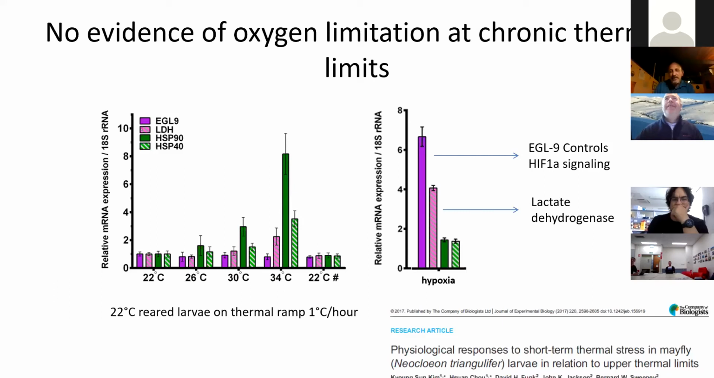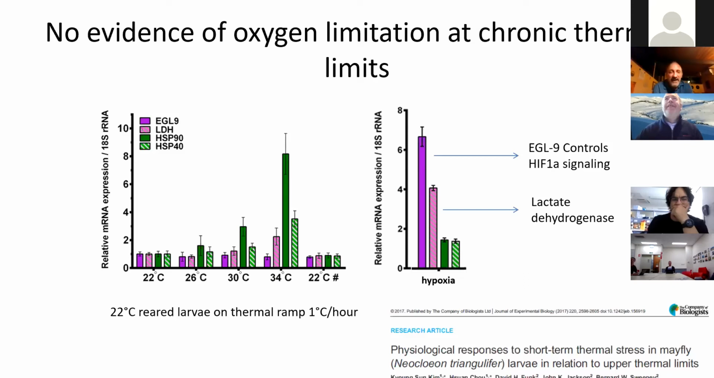Now, if we look at expression in animals, we're putting them on a thermal ramp again. This isn't a death ramp. We're only ramping them up to 34 C, but again, it's 1 degree C per hour. The 22 C group is our control group, so all the gene expression is normalized to them. And as we warm, what you see is an increase in that green bar, which is heat shock protein 90. So the animal's telling us it's feeling the heat. We also see that with heat shock protein 40, but to a lesser degree.